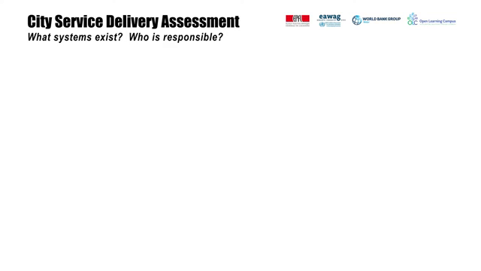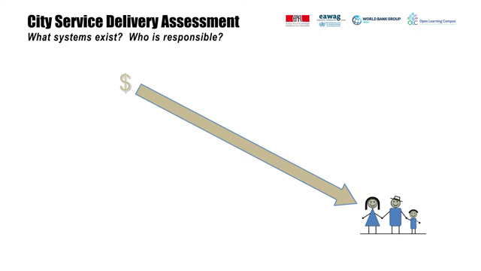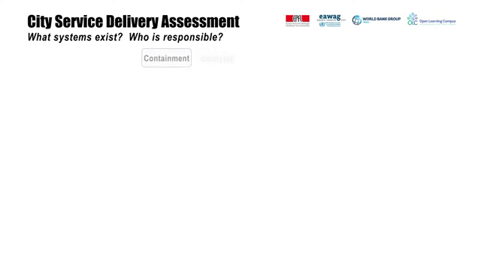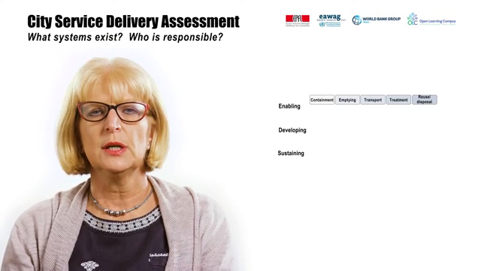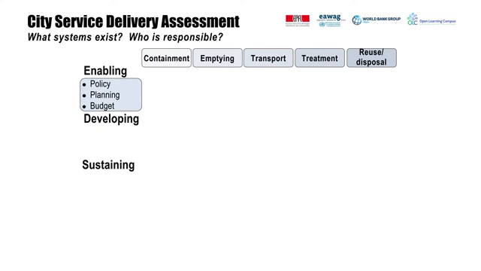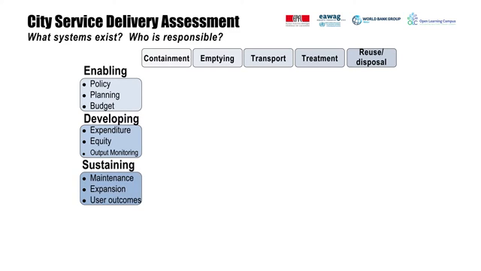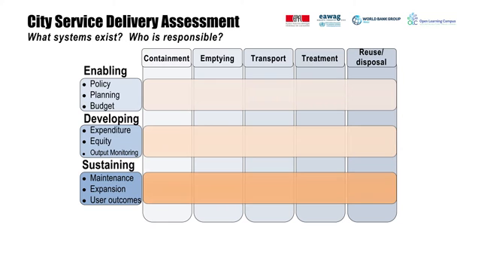To deliver quality sanitation services citywide, finance is used to provide sanitation services for people. Along the whole sanitation service chain, this will include, first of all, the development of an enabling environment at the city level, and this is needed to develop the sanitation services and to sustain those services over time and throughout the city. Each of these three pillars has a number of building blocks, and these include policy, planning, and budgets for the enabling environment, expenditure monitoring, ensuring equity and monitoring outputs for the developing services pillar, and maintenance, expansion of services, and ensuring actual user outcomes are needed for sustaining the services. These pillars apply across each part of the sanitation service chain.